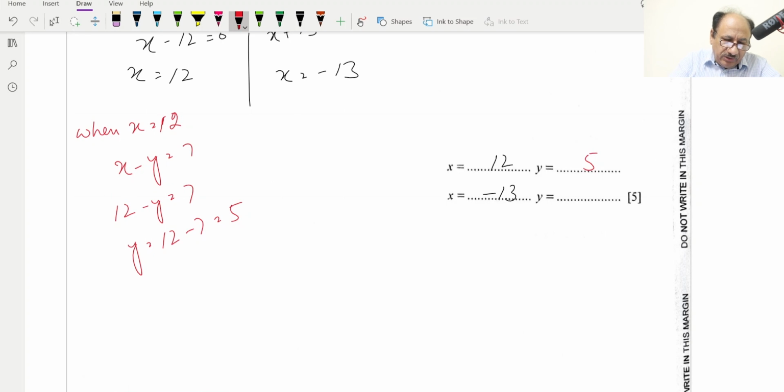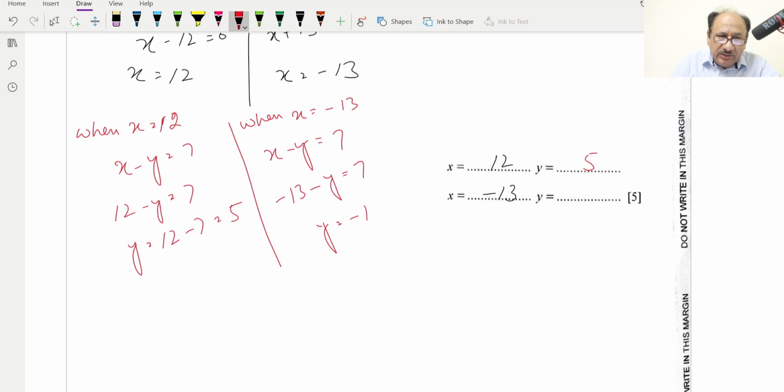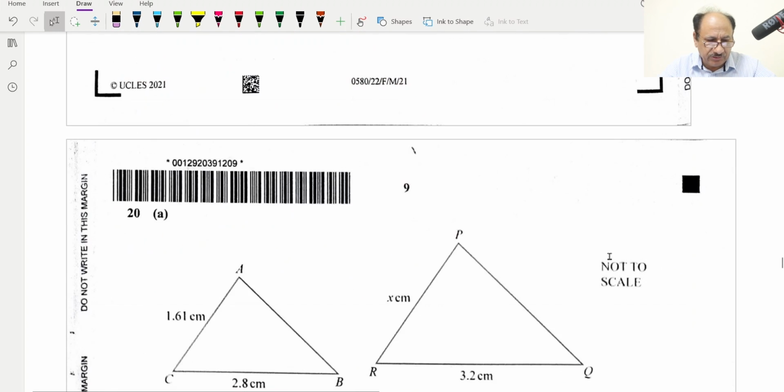And similarly we can calculate when x is equal to minus 13, x minus y is equal to 7. So minus 13 minus y is equal to 7. So y is equal to minus 13 minus 7. So y is equal to minus 20, and minus 20 will be this value. Hopefully you understood. This is a straightforward question.